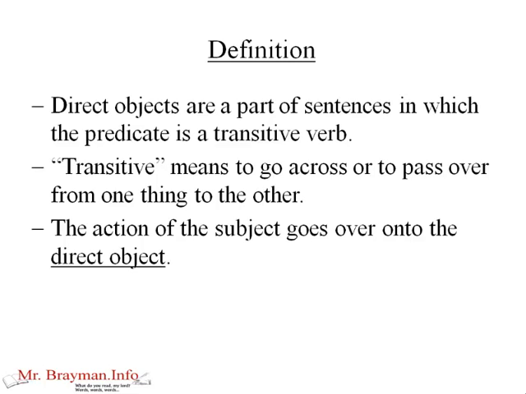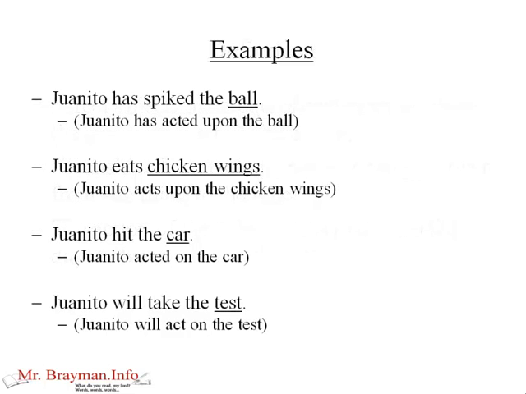Direct objects are part of sentences in which the predicate is a transitive verb. It has to be a transitive verb. Transitive means to go across or to pass over from one thing to the other. And the action of the subject goes over onto the direct object. That's the transitive part here. The subject acts on that direct object. I just made a motion throwing a ball when I said that, right?